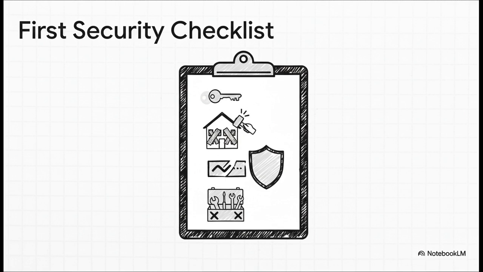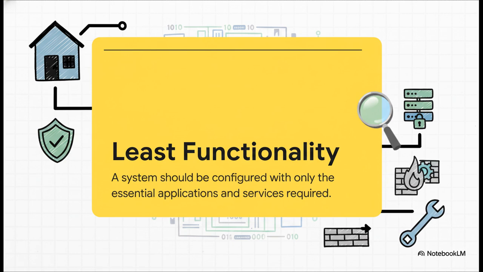Next, think of open network ports like unlocked windows. Find the ones you don't need and slam them shut. Always use secure protocols like HTTPS. And finally, this one's huge. Turn off any services or programs you simply aren't using. And that last point leads us to a core security idea: the principle of least functionality. It's so simple, but it's incredibly powerful. It just means a system should only have the apps and services it absolutely needs to do its job, and nothing more.